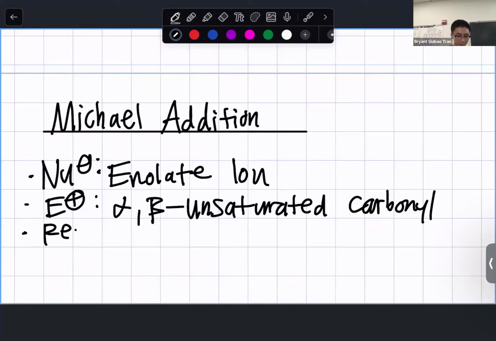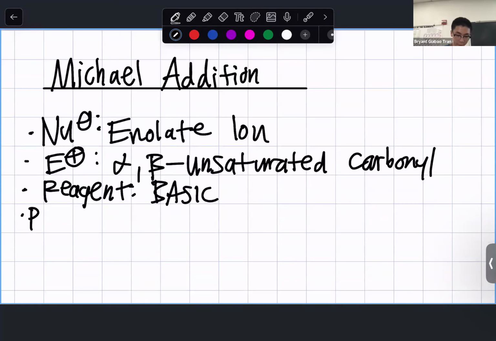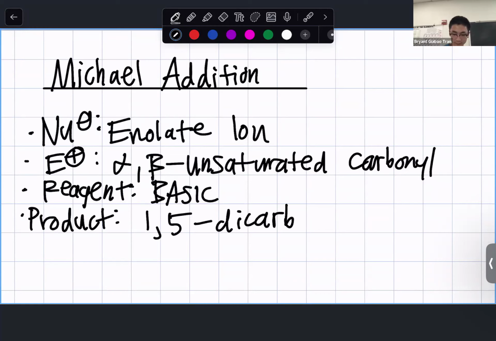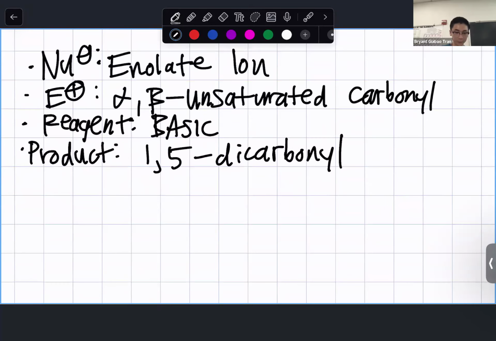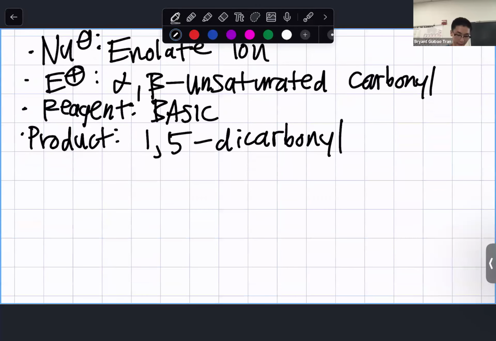The reagent you need is always going to be basic conditions, because we need basic conditions to form that enolate ion, to deprotonate the alpha hydrogen and form the enolate ion. The product that you're going to form for Michael addition is a 1,5 dicarbonyl. So before we go over that reaction, let's look at an alpha beta unsaturated carbonyl.